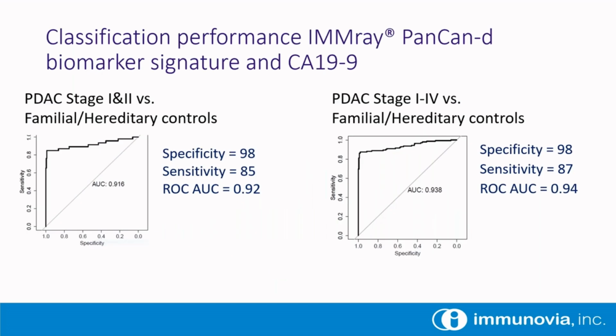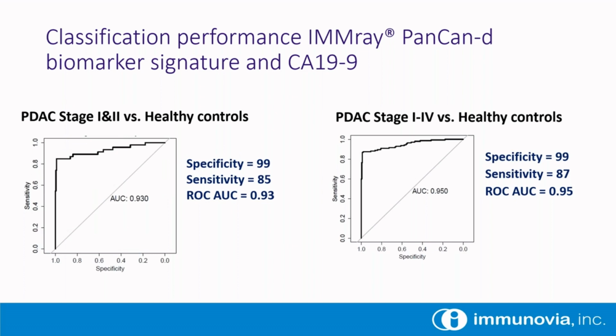Our results then correspond to a specificity of 98% in the PanFam group, which I think is quite good given the comorbidities and prior cancers in these individuals, with a sensitivity for early stage pancreatic cancer of 85%, and slightly higher sensitivity for all stage pancreatic cancer of 87%. We were very happy with these results. Similar results were obtained with a healthy cohort with slightly higher specificity.